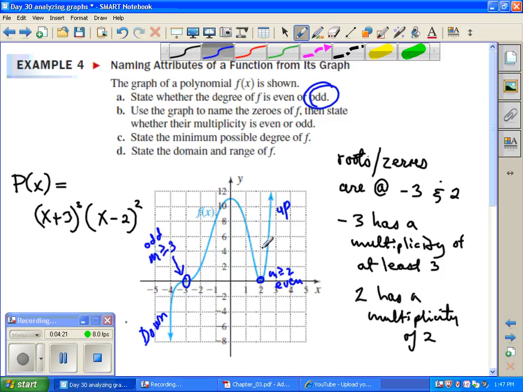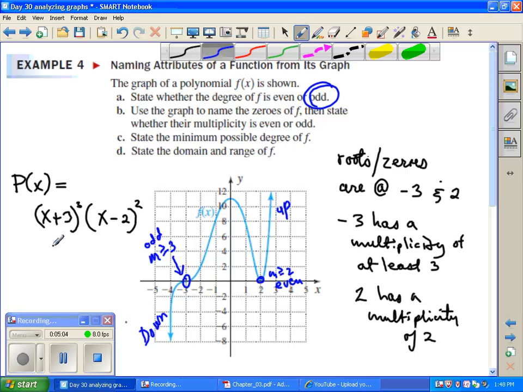And then, let's see, there are 1, 2, 3. Let's count the multiplicities. That's at least 3 plus at least 2 makes it at least 5, right? The roots and zeros are at -3 and 2. -3 has a multiplicity of at least 3. 2 has a multiplicity of at least 2. So the degree is going to be at least 5. Now, when you count the bends, there's 1, 2, 3, so you know the degree is at least 4. But because it's down up, you know that it can't be even, so it's got to be at least 5.